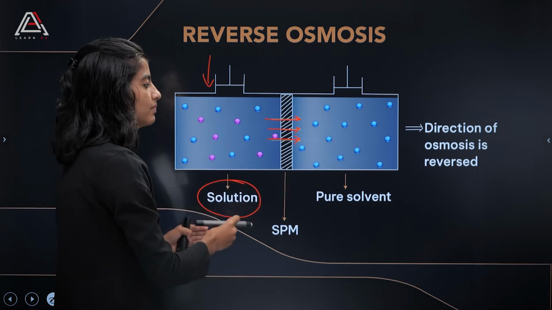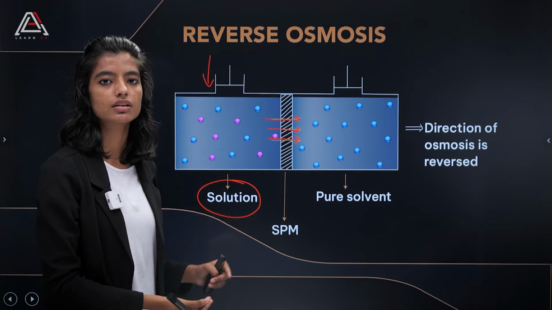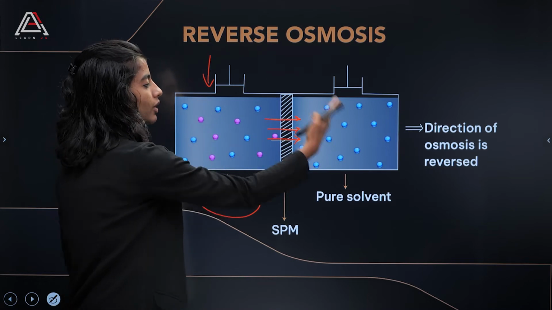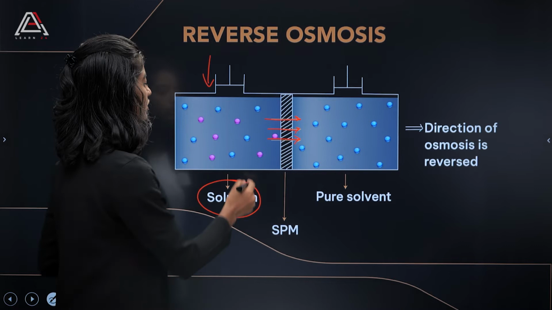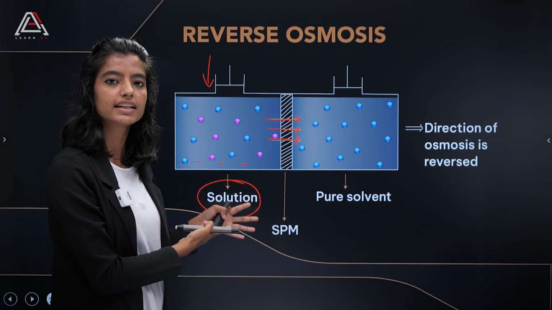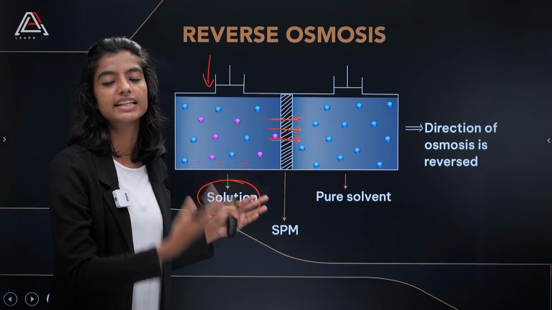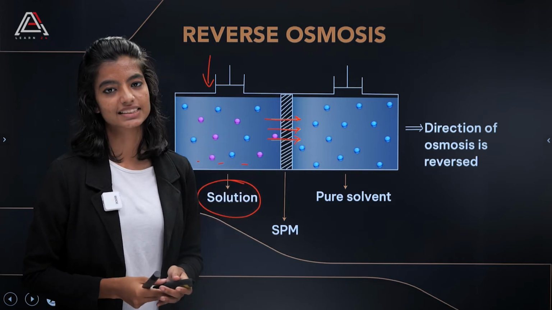Now when I apply some pressure which is greater than the osmotic pressure, the water molecules from this side will move to the pure solvent side, which will result in the deposition of salt particles at the bottom of this side, right? This is how I can separate the salt from seawater. It's a big application of reverse osmosis.